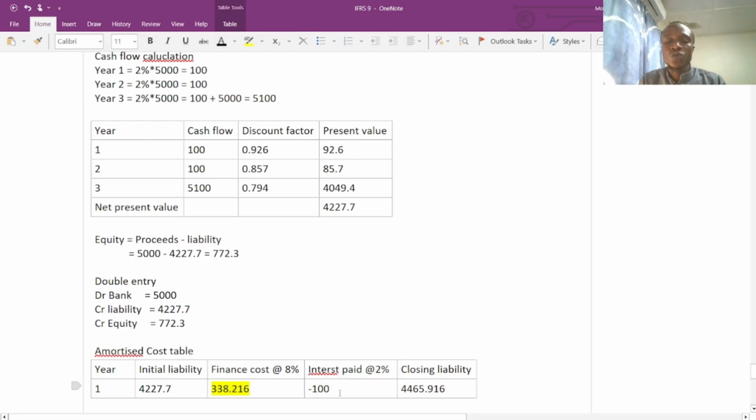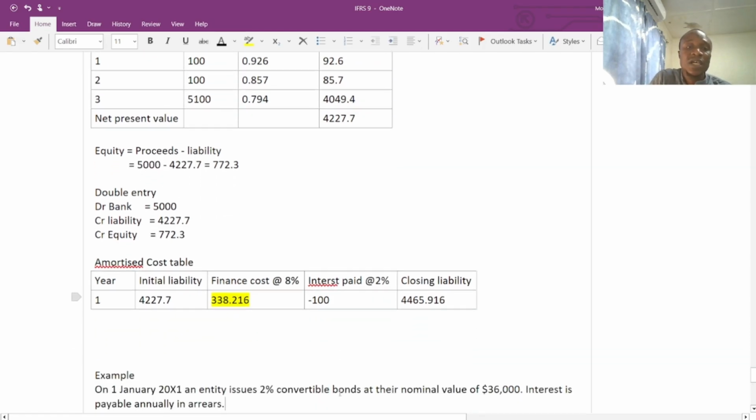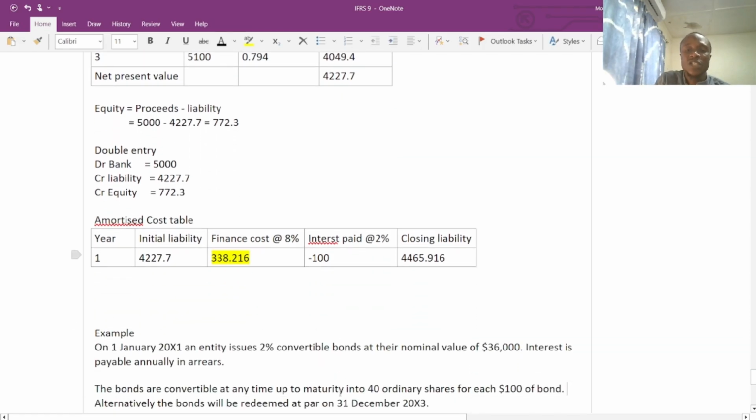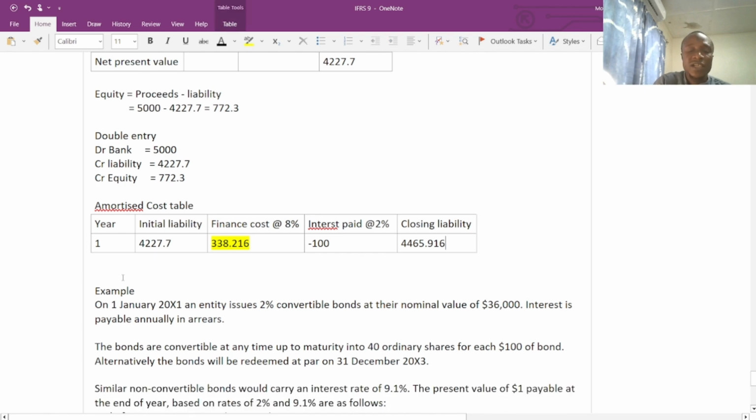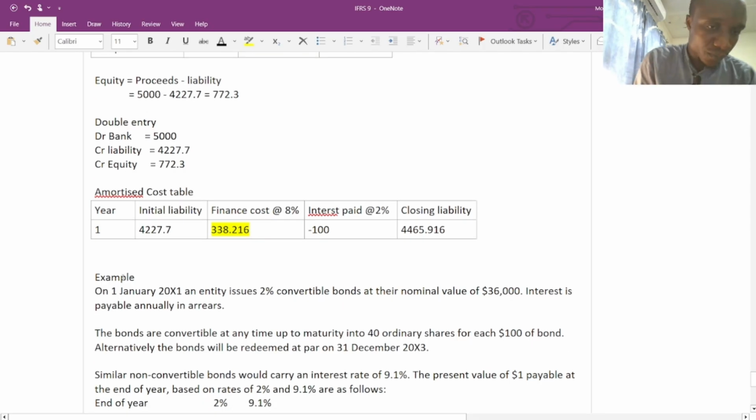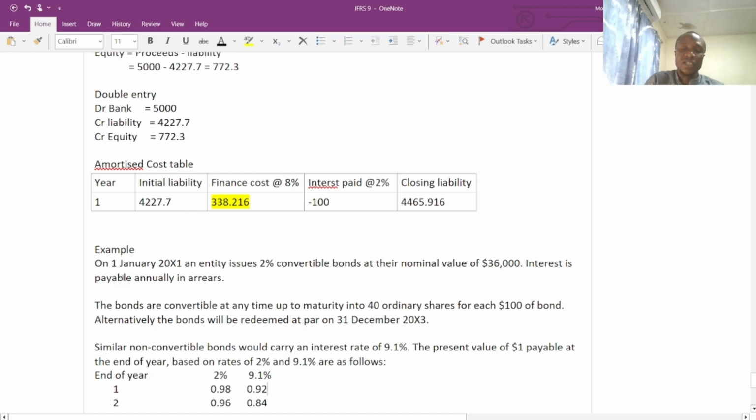So basically, this is what is asked in the question. I decided to show you so you can be able to understand. We are going to use the amortized cost to account for the finance cost as well as the closing liability. You don't have anything to worry about. So basically, this is how we can split between the debt and equity and how we can account further for the liability component. For the equity, we don't have anything to do until the redemption date.